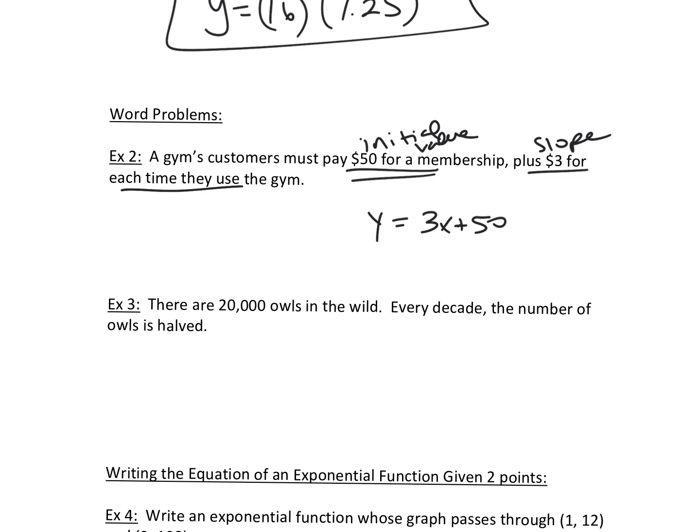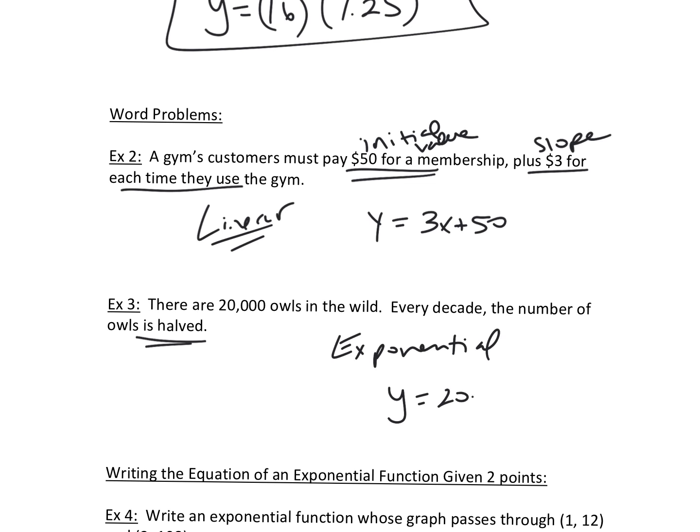Whereas in the example of owls in the wild, you start out with 20,000 owls, but every decade the number of owls is halved. So it's half of the preceding year. So it's not the same amount each time. It's half of the first year, then half of that new amount, and then half of the following new amount. So this is exponential. This one is y equals 20,000, my initial value for the number of owls, times, each decade half remains, so one half to the x power.